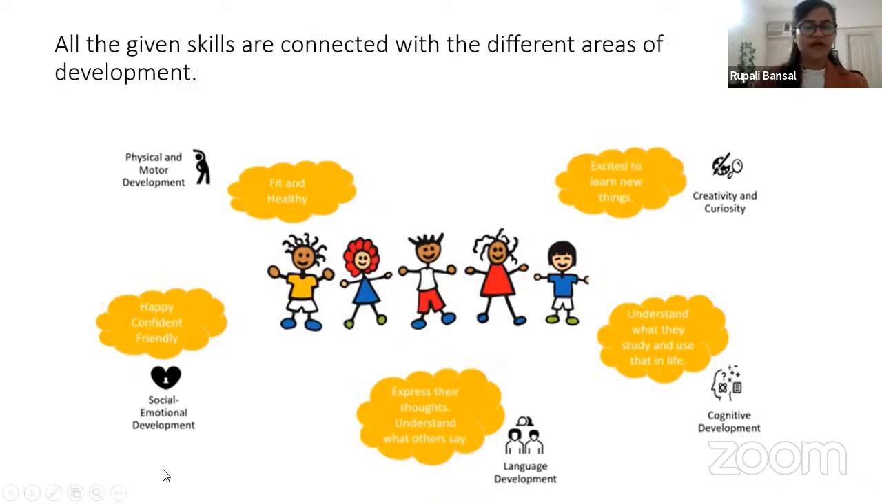All right. So now I would like to tell you that to have these qualities in the students, some skills are connected with these. Like to be fit, this skill needs to be polished: physical and motor development, right? To be confident, they should be socially and emotionally strong. To express their feelings and thoughts and understand better, linguistic development must be there. And if they want to be excited to learn new things, they should be cognitively smart, creative, and curiosity must happen, right? So in the same way, for holistic development, we need to look after all the 5 aspects of growth, and we need to work upon them simultaneously.